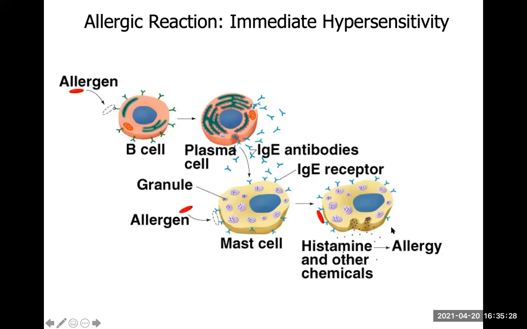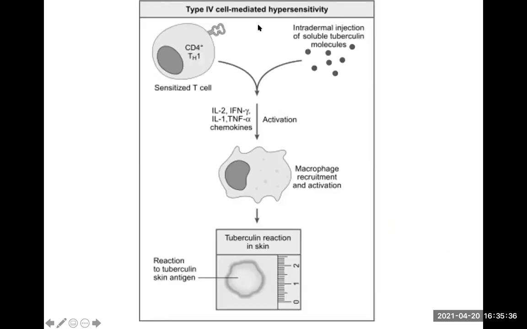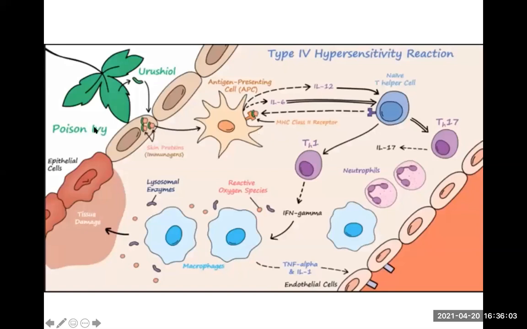So this is the immediate hypersensitivity where you get the IgE antibodies, and that triggers the mast cells to release histamine. And this is the delayed hypersensitivity, such as our TB test, where the allergen, in this case the tuberculin molecule, causes this cell-mediated response that will lead to macrophage recruitment and giving a pustule or rash. So this is, if it was poison ivy, again, a delayed hypersensitivity reaction.